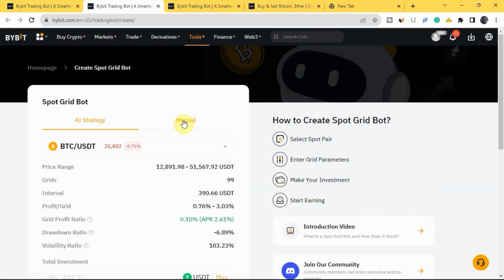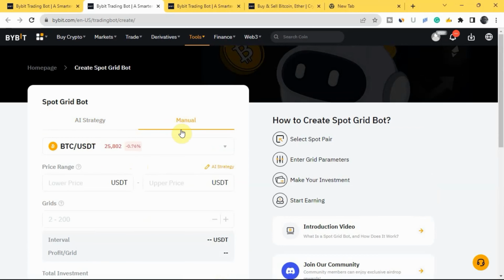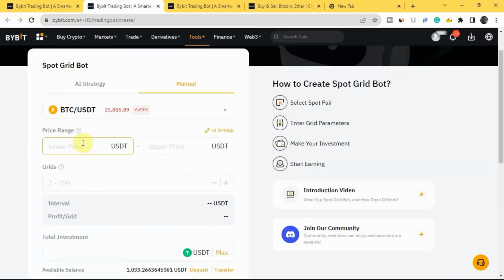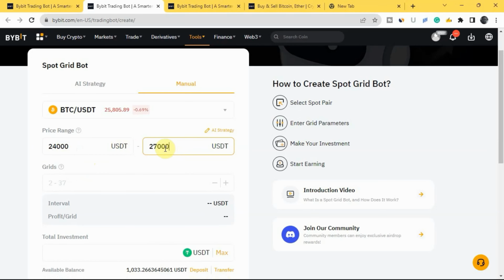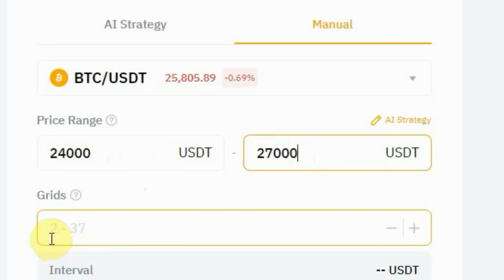If you want to set it yourself, you come here to where you have manual. Once you come here, the first thing again is to pick the crypto you want to trade. So I'll leave it at BTC USDT. And then the next thing is to pick the price range. Now, as you can see, Bitcoin is currently at 25,802. So let's say I want the trading bot to take trades for me between $24,000 to $27,000. I'll put that there. And then I'll enter the number of grids.